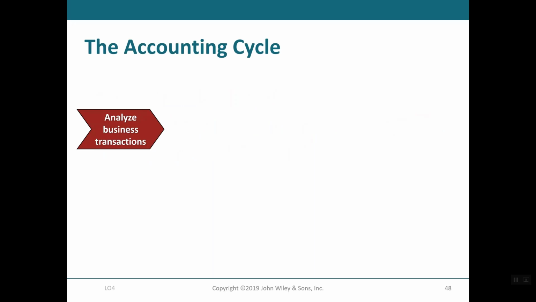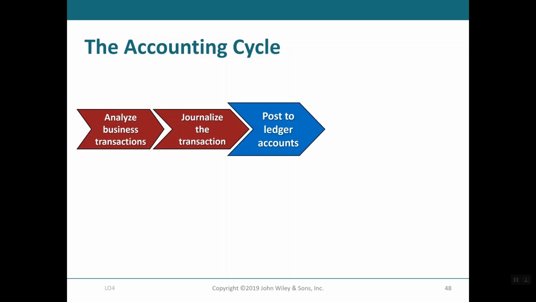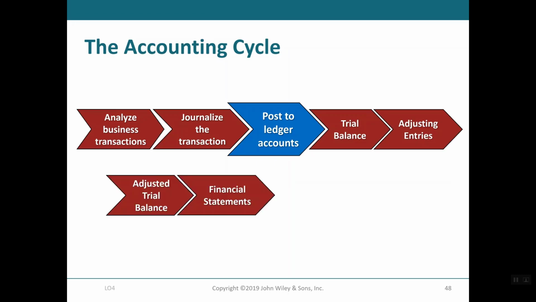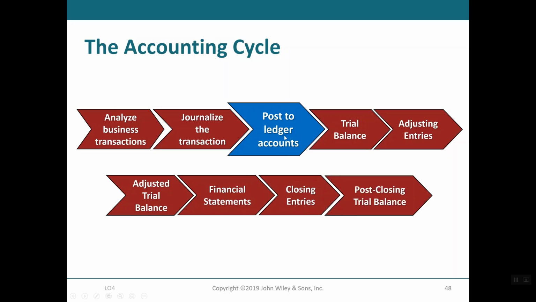So we have done the analysis of business transactions. That's part of our accounting cycle. We have dealt with journalizing transactions. The next thing will be to post to ledger accounts and then to the trial balance. Okay, and then the adjusting entries, and then the adjusted trial balance, and then the financial statements, and then the last one is the closing entries. But right now we are posting to ledgers, post to ledger accounts.